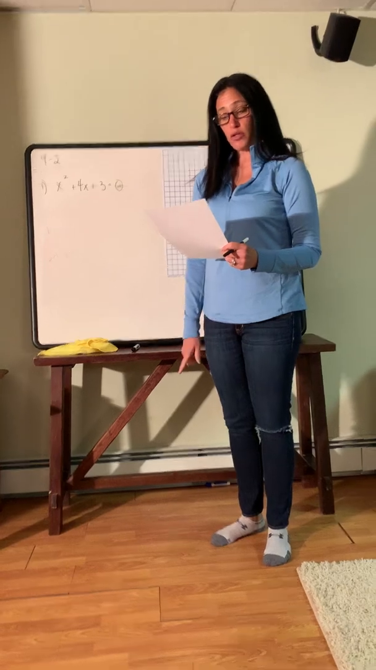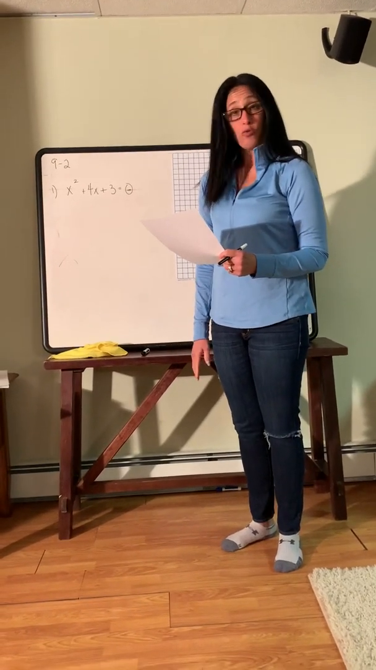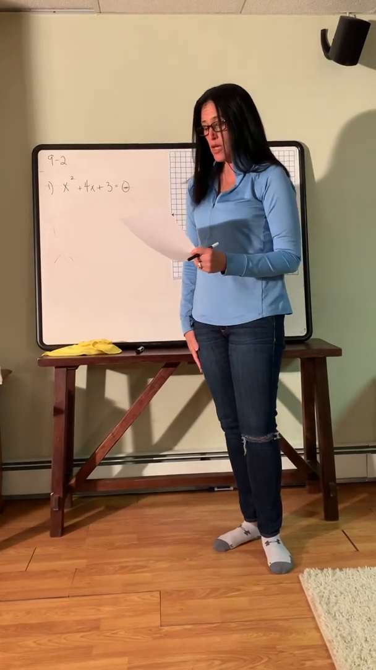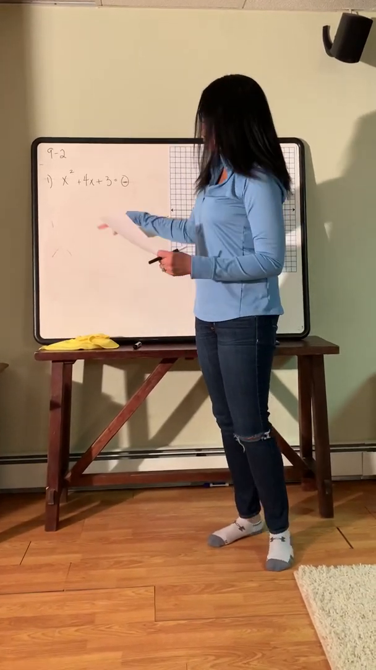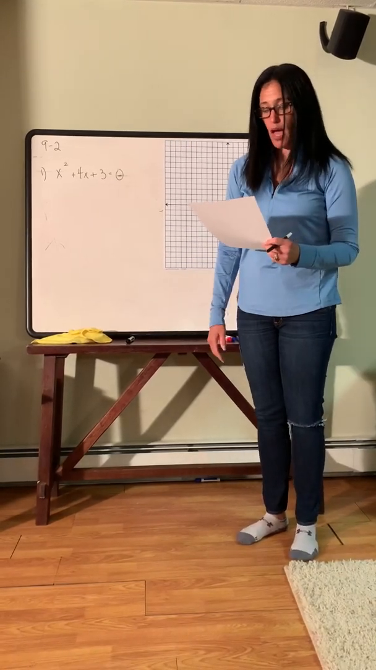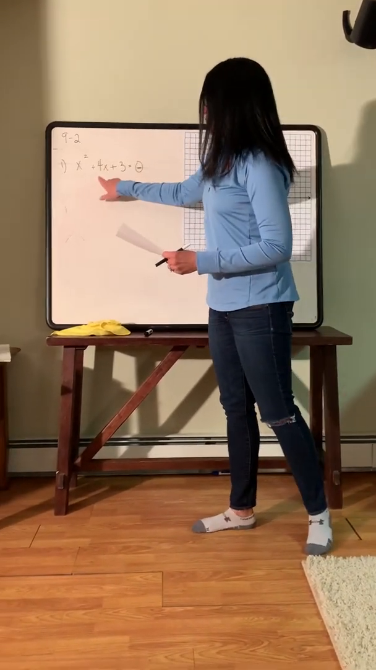So we can have one solution, no real solutions, or two solutions. Normally it would be two, because it's a parabola, it would cross in two places, but we could have those three options. So for the first one, we're going to graph this.